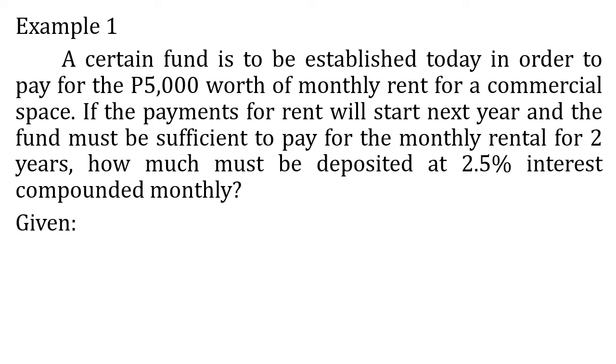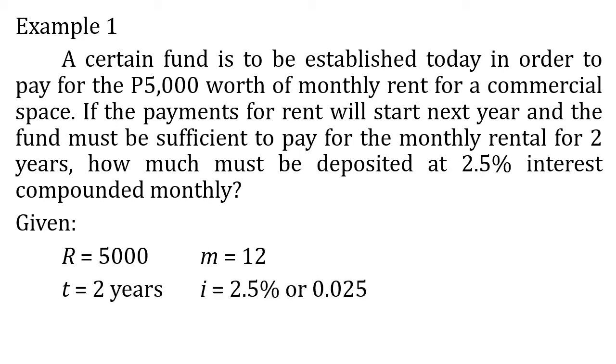So in this problem, the given are the following. The regular payment, which is 5,000, compounding period, which is monthly, so M is equal to 12. Time is 2 years. The interest rate is 2.5% or 0.025. The period of deferral is represented by K. K is equal to 1 year. And in this problem, we are looking for the present value.